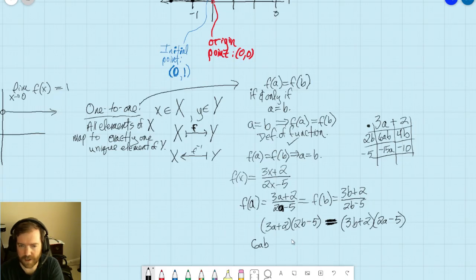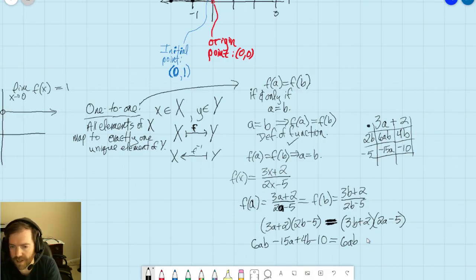3a times negative 5 is going to get you a negative 15a. 2 times 2b is a positive 4b. And 2 times negative 5 is a negative 10. Equals. And same on the other side. This is, again, a 6ba, but really I could just do this as a 6ab because they are commutative.